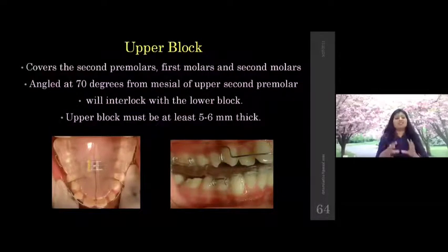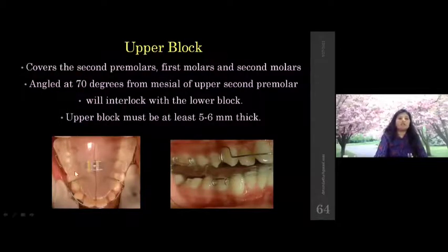So certain things which we need to keep in mind when you are constructing the appliances. Upper block: you construct wire bending, you have fabricated the wire bending, then what you do is you construct the bite blocks. Hollis you have already done. Now bite block, how do I do the bite block?